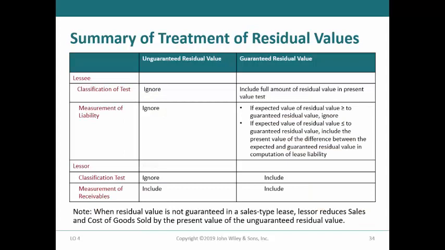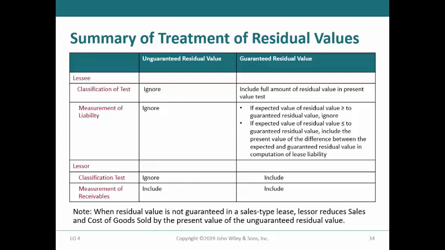Just to recap the information on guaranteed and unguaranteed residual values, let's look at this chart. You ignore unguaranteed residual values in the classification test and the recording of the lease liability by the lessee. Only the lessor includes the unguaranteed residual value in their lease receivable. On the other hand, a guaranteed residual value will be included in the classification test by both the lessor and lessee and in the computation of the lease receivable by the lessor.